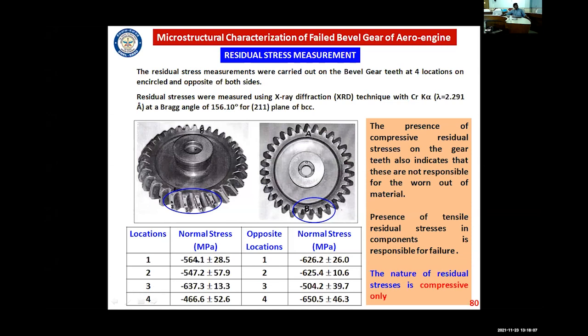If you see, whatever stresses I have measured are all compressive in nature. So there is no problem of residual stress here. The only problem is that this particular gear has been damaged mainly because of the decarburization, because of the low hardness.